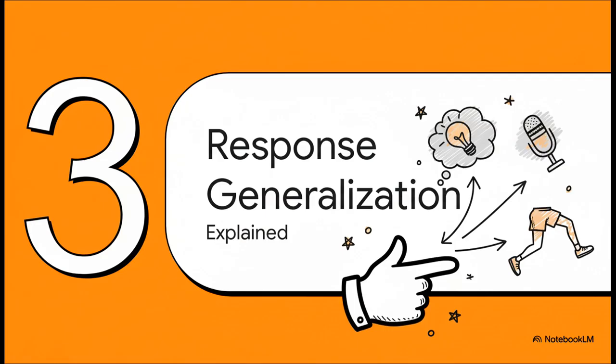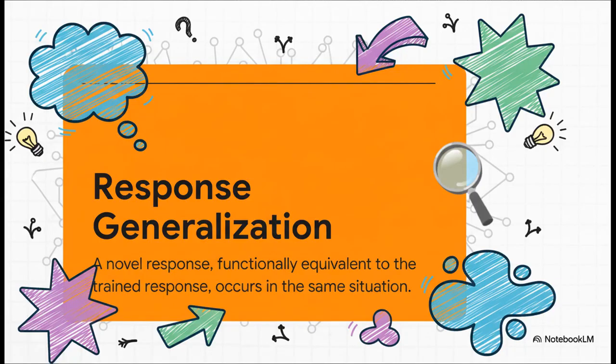So now let's flip the script and look at its counterpart, response generalization. And what's cool is you'll see how these two are perfect mirror images of each other. All right, let's hit the technical definition first. It's the occurrence of a novel response that's functionally equivalent to the trained response in the presence of the same stimulus. So what does that mean? It means the person starts doing new stuff, things you didn't explicitly teach, but those new behaviors get the same job done as the one you did teach. That phrase, functionally equivalent, you've got to burn that into your brain.